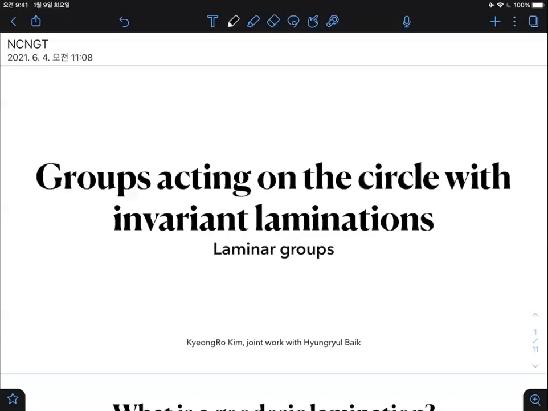Okay, I'm Young Kim. Thank you for giving an opportunity to talk about laminar groups. The title is Groups Acting on the Circle with Invariant Laminations. This talk is about circle actions. This work is joint work with Hyung Baek.